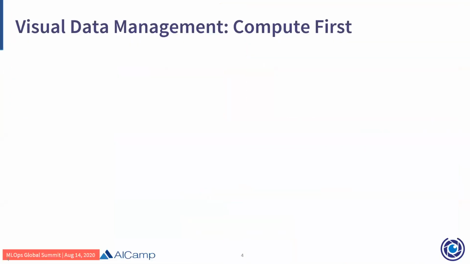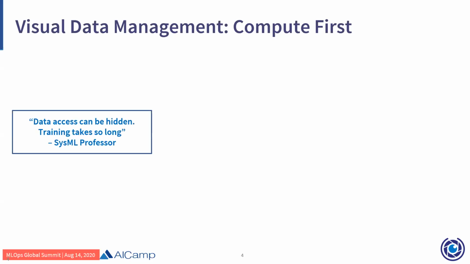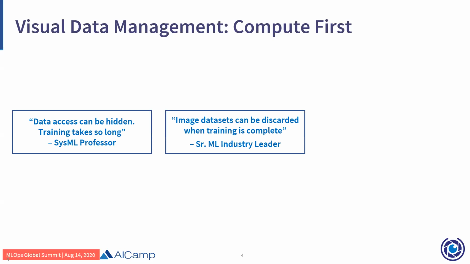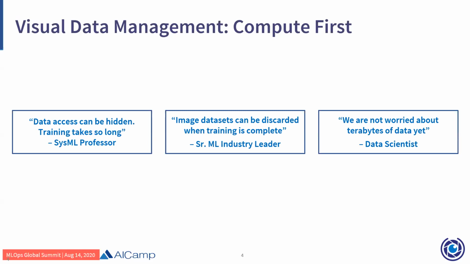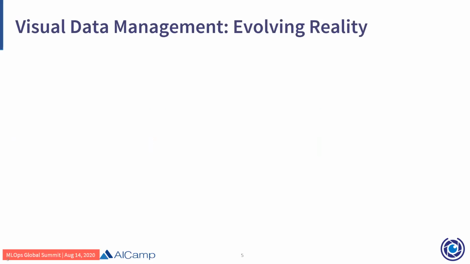Four years ago, back at Intel, when we started working on the design for an end-to-end visual cloud infrastructure to be used for machine learning on visual data, we spoke to ML researchers in academia and our own company. At the beginning, we only ever heard compute, DevOps, and accuracy-related challenges that people envisioned at the time in order to make machine learning a reality. Anytime we brought up data, we received feedback to the effect of: data access can be hidden, training takes so long, image data sets can really be discarded after we have trained with them, or we're not really worried about terabytes of data just yet.